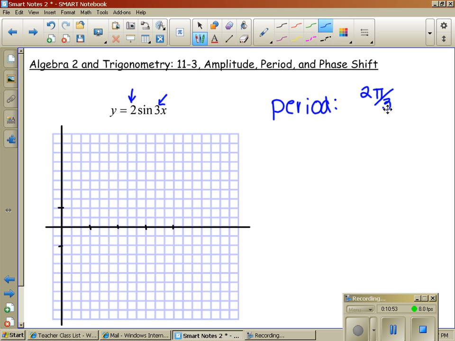So kind of think about it in degrees. 3 on the bottom is a reference angle of 60. 60 times 2 is 120. So this is kind of like 120 degrees.